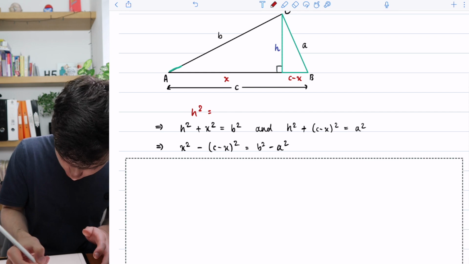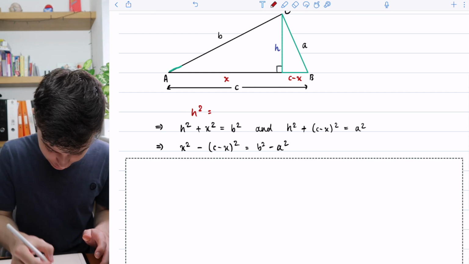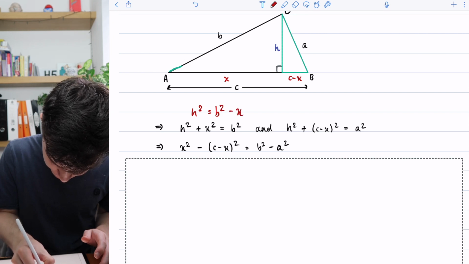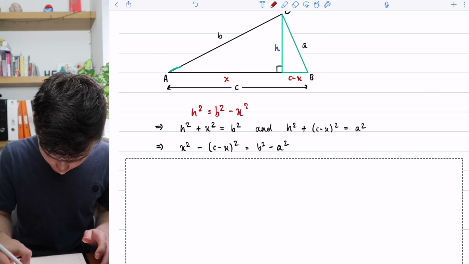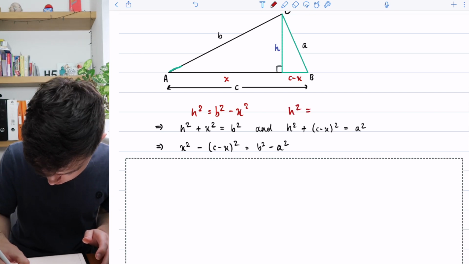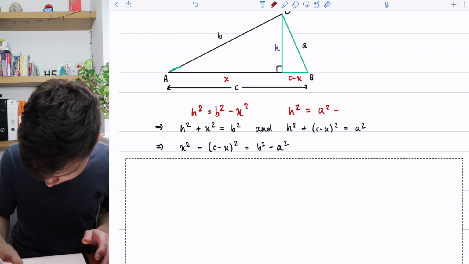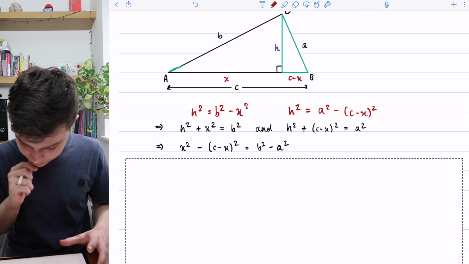H squared is equal to, and which way did we do it? We've done it, I think, this way. Let me have a look. Or would it be the other way? Let me just see what I've done here. So h squared is equal to a squared minus c, that should be minus c minus x squared.